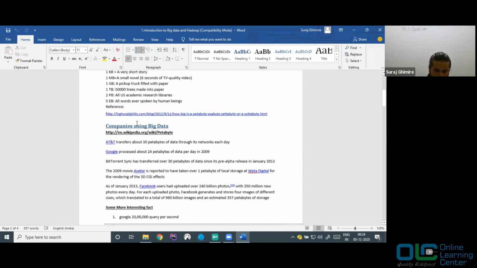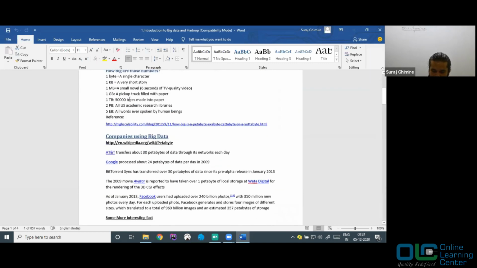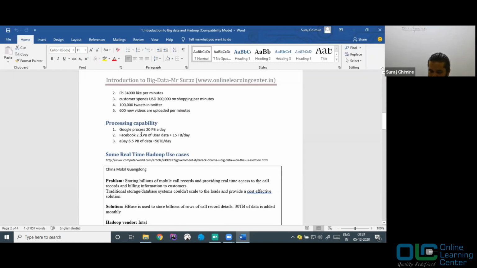So, what is a petabyte? You go and check here, right? A petabyte is at least nearly 1000 terabytes. So 1024, let's say 1000, okay? So it's nearly 1000 terabytes. Google is assumed to process 20 petabytes of data a day. Facebook is assumed to process 2.5 petabytes of user data, like the way you chat.